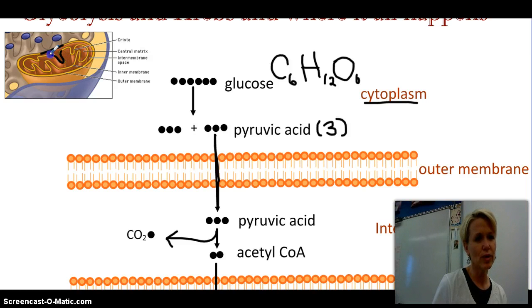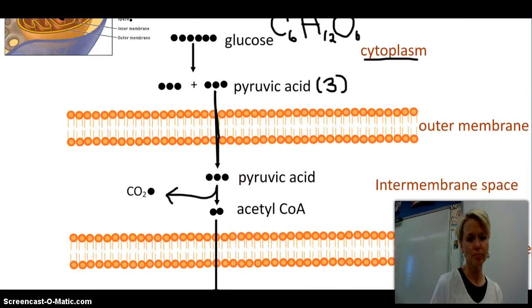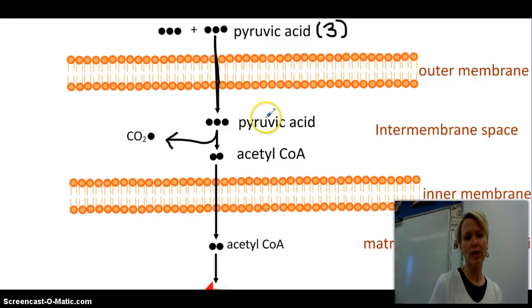Well, in between the two, we call that the intermembrane space. And then on the very inside, we call that the matrix. See, we've got the matrix right there, and the intermembrane space right there. So here's our intermembrane space, outer membrane, inner membrane, matrix. So we're kind of working our way in there. So we're in the intermembrane space.